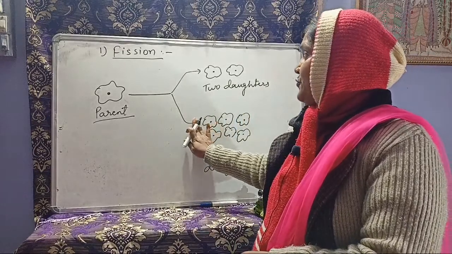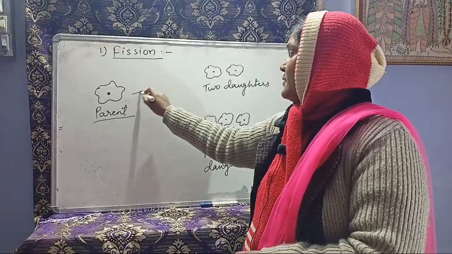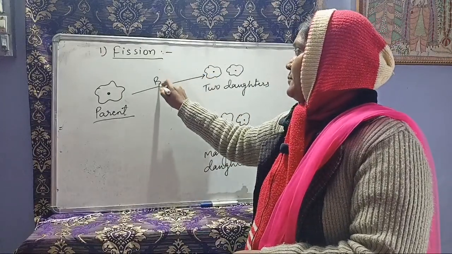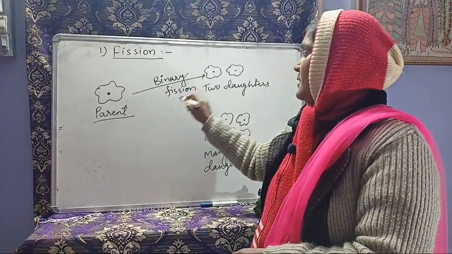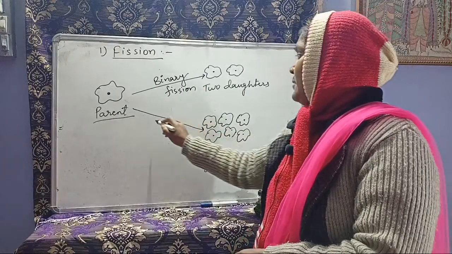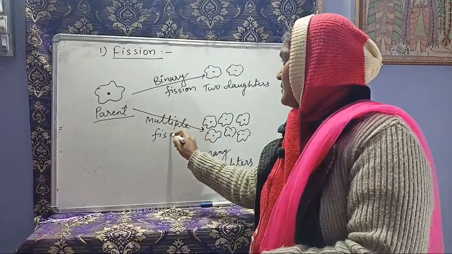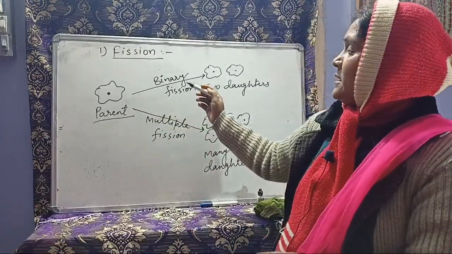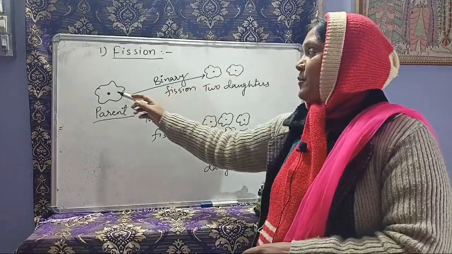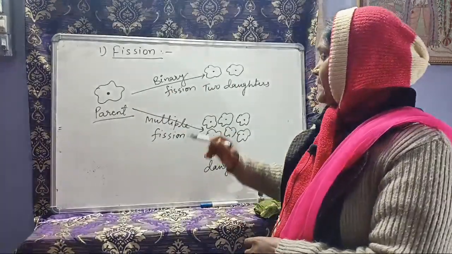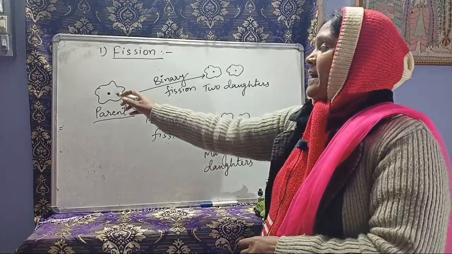Hence, fission is of two types: binary fission and multiple fission. In case of binary fission, two daughters are obtained from parent. And in case of multiple fission, many daughters are obtained from parent.